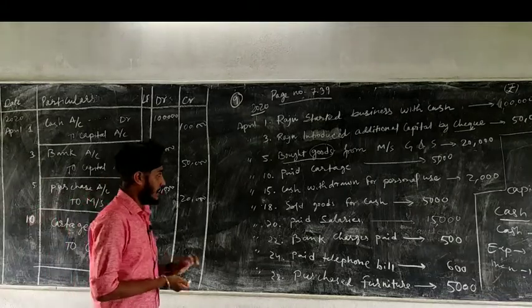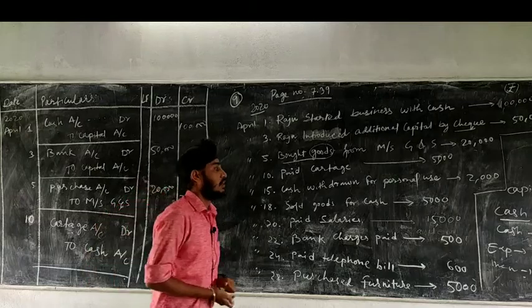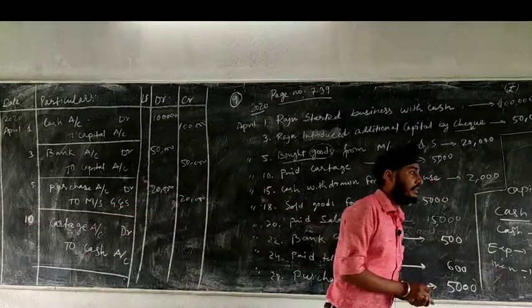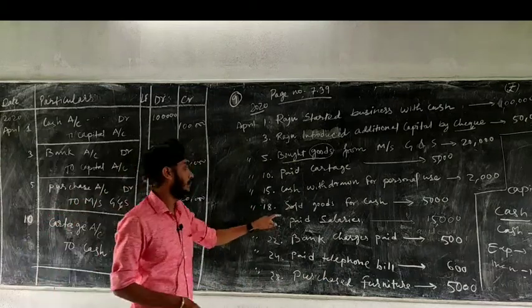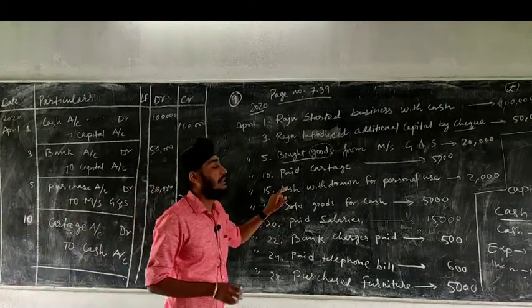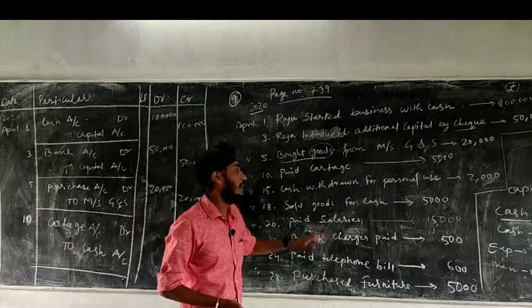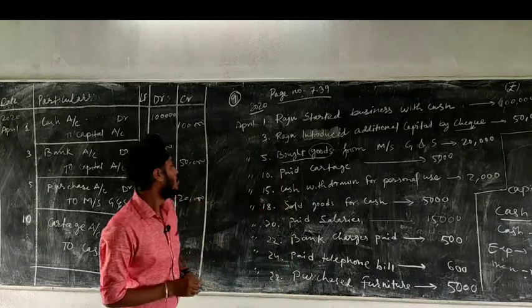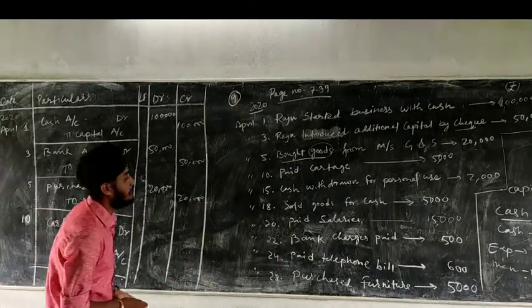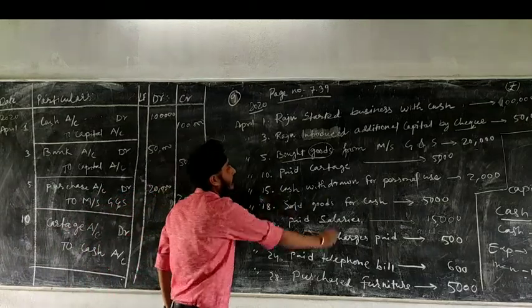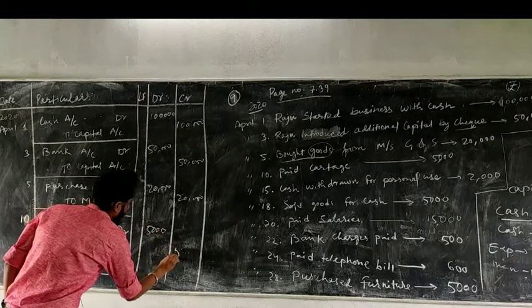The next one is April 10th. What is the transaction? Paid cartage. Now paid cartage is an expense. So expenses are debit. So cartage account will be debited to cash. It is paid by cash. Nothing is mentioned means it is done by cash. Or you can take bank also, doesn't matter. So cartage account debit to cash. What is the amount? This amount is 5,000. So 5,000 will be debit and 5,000 will be credit.